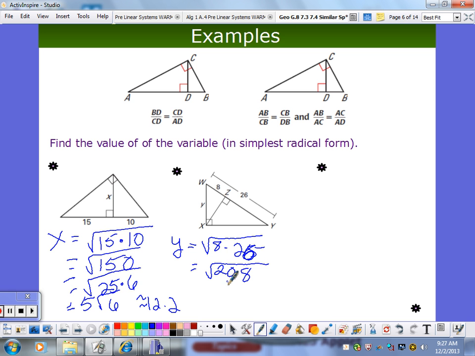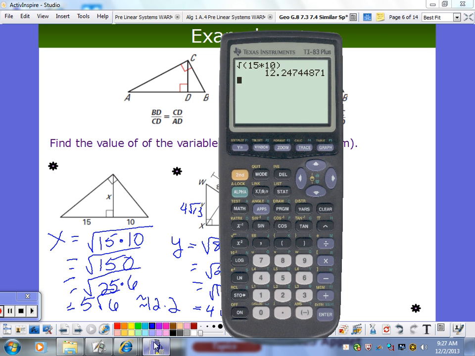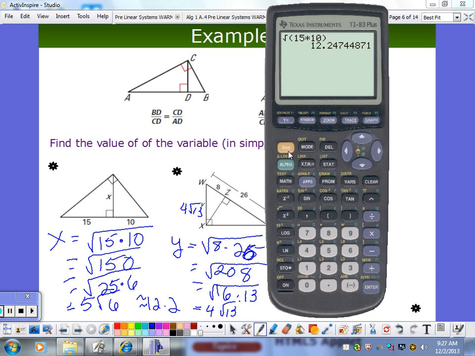So that's the square root of 208. But it says simplest radical form. Are there any perfect squares hiding in there? Yeah, there are. There's a bigger one: 16 times 13. So the square root of 16 is 4, giving 4 radical 13, which is the simplest radical form. If it's to the nearest tenth, let me just type it in. The square root of 8 times 26, to the nearest tenth, is 14.4.